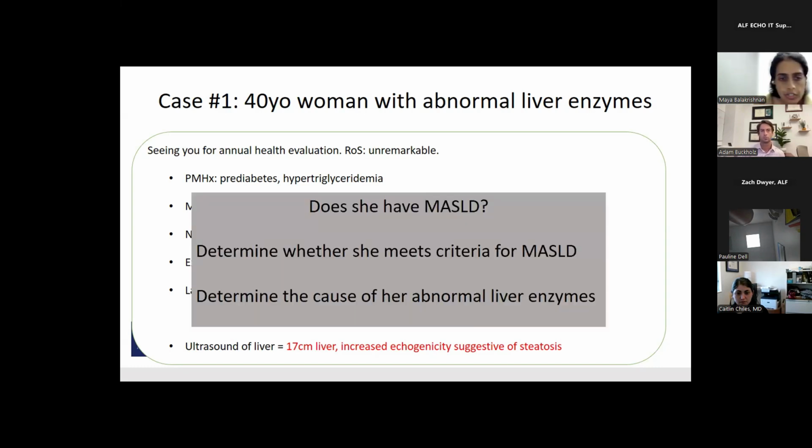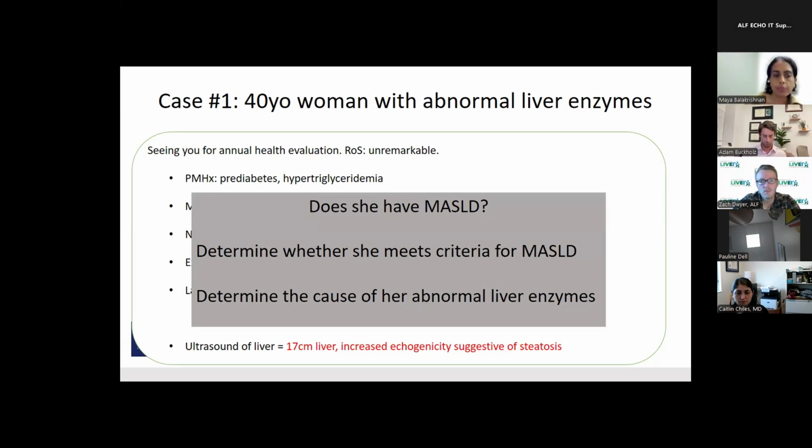So the first question here is, does this patient have MASLD? You might be tempted to quickly say, yes, she has MASLD, she has metabolic criteria and steatosis. But we're going to talk about the steps you need to take to prove that to yourself.